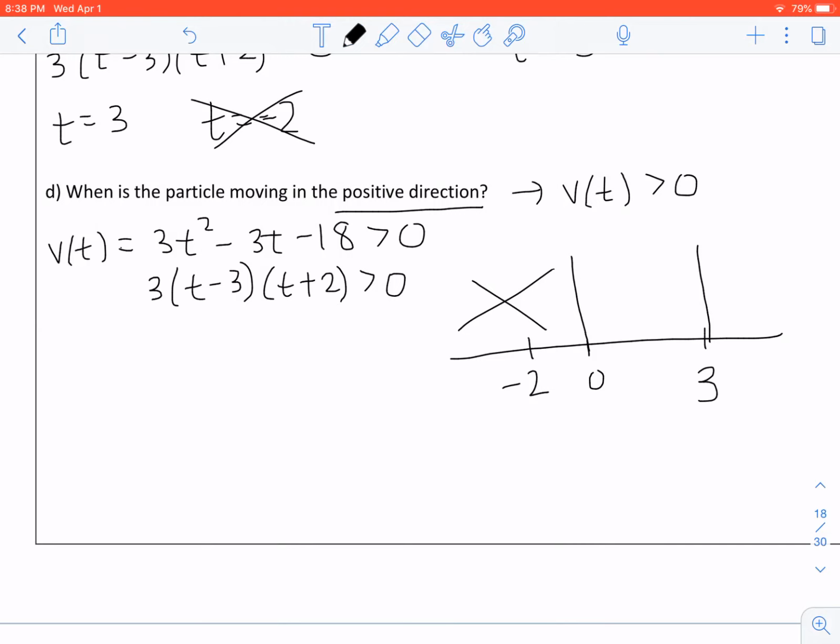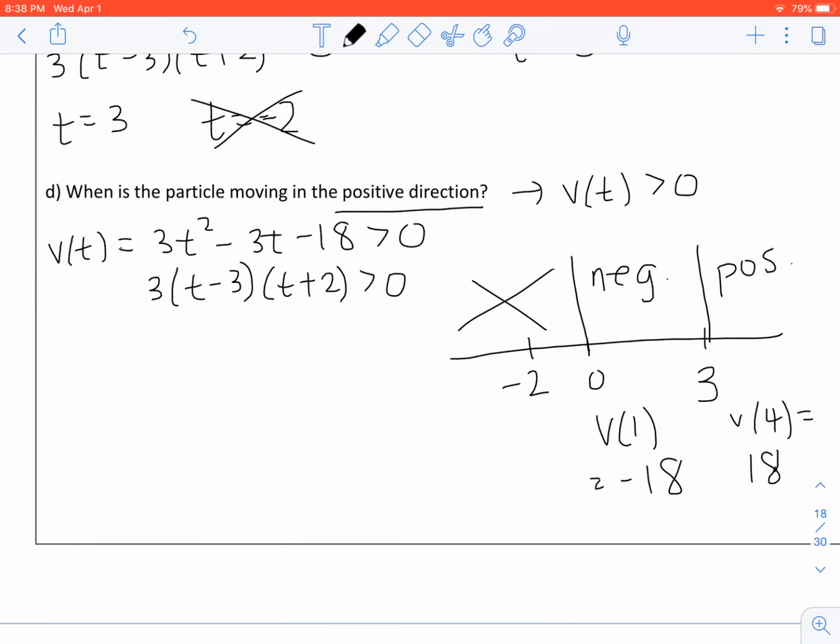So I need to pick a value between 0 and 3. I'm going to go ahead and substitute in 1 into my velocity function. When I do that, I get negative 18. So this means it's moving in the negative direction. And then for the next one, I'm going to go ahead and pick a number from 3 to infinity. I'll just plug in 4 into my velocity function. So v of 4, when I plug that in, I get positive 18. So this is moving in the positive direction.